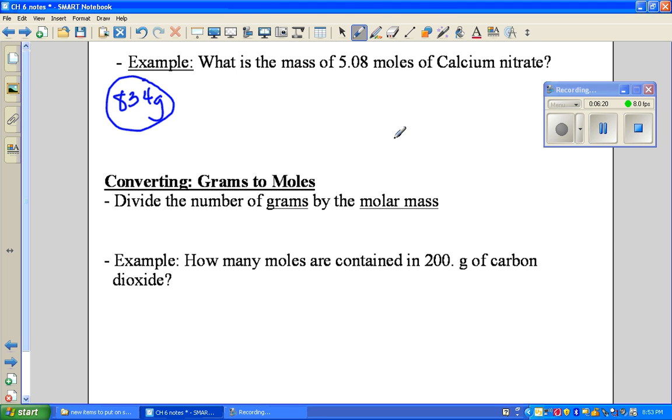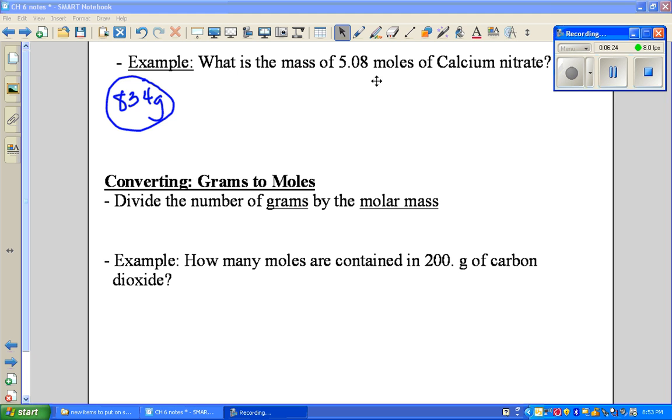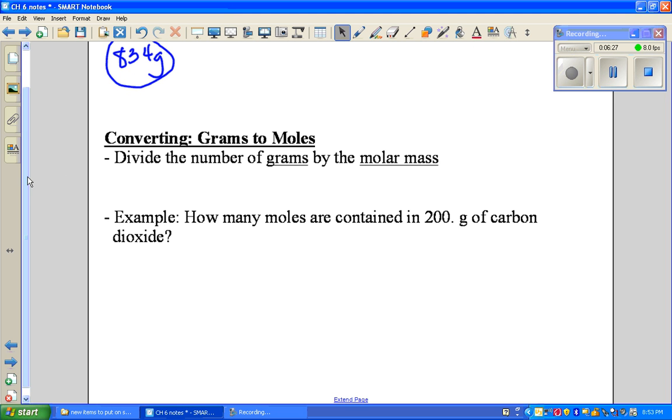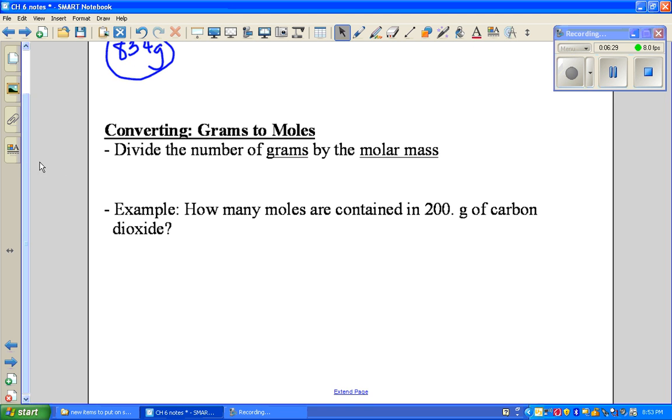So go ahead and pause before you go any further and see if you can calculate this one out. Okay, now once you got that and you're successfully doing in that direction, we are going to go in the opposite direction. So now we're going to go converting grams to moles. So you're going to divide the number of grams by the molar mass. So in this one, it says how many moles are contained in 200 grams of carbon dioxide. All right, so I'm given grams, and where do I want to go? I want to go to moles.